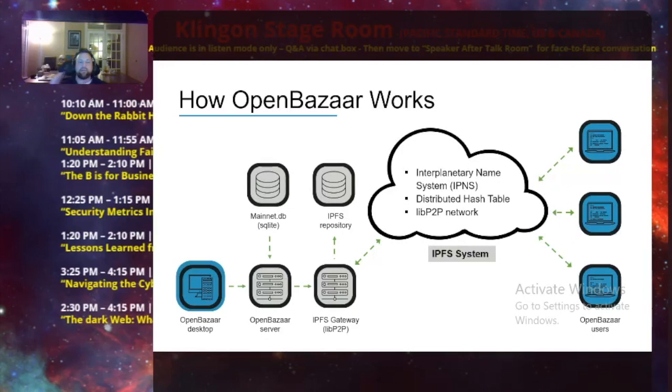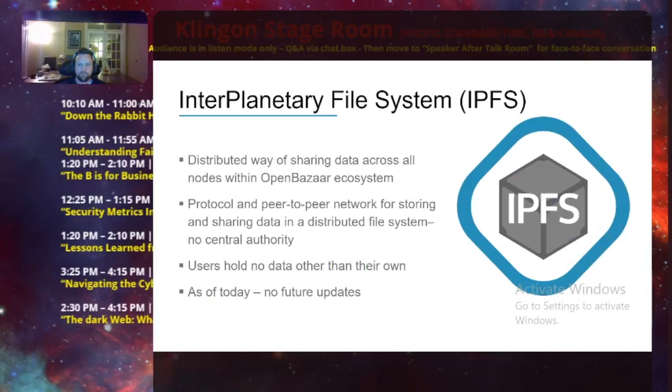So Interplanetary Name System is OpenBazaar's version of DNS. It ensures that once a store is created, you get that hash, and then anytime your store is updated, it's just going to have a pointer to your new store, but with that original hash from when it was created. And this allows you to create that single stable address so that everyone can always get the latest version of your website or your store.